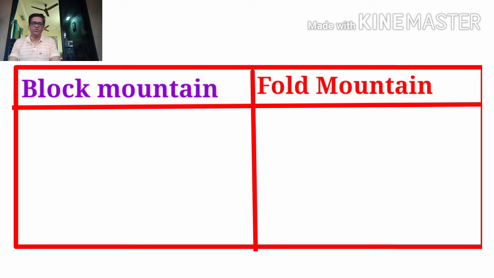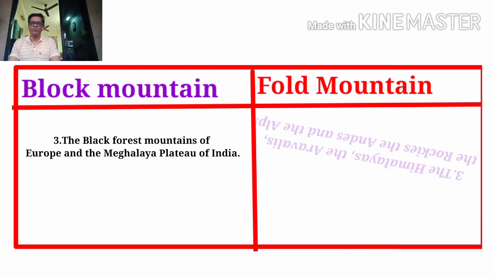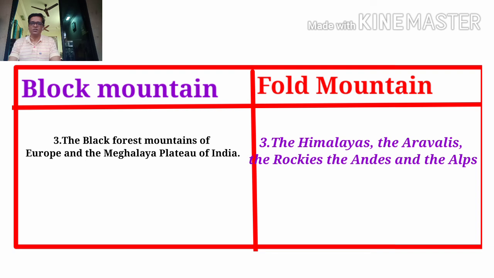For example, the Black Forest Mountain of Europe and the Meghalaya Plateau of India, whereas the examples of fold mountains are the Himalayas, the Aravallis, the Rockies, the Andes and the Alps.